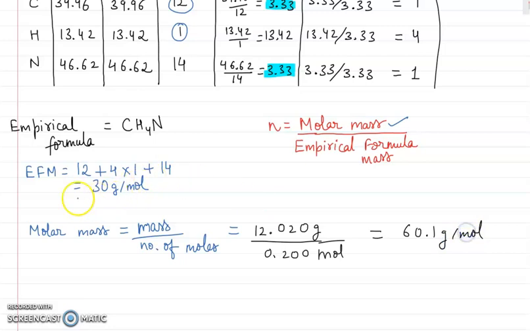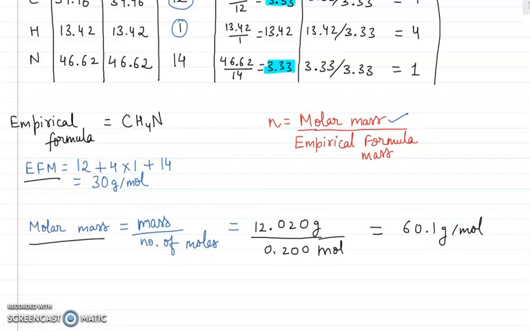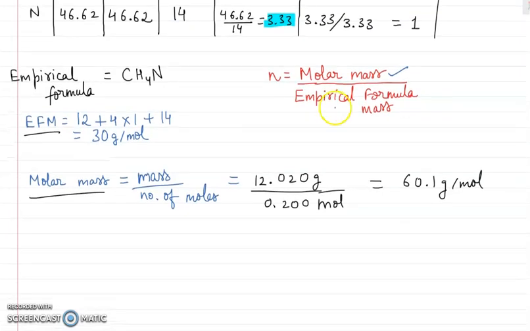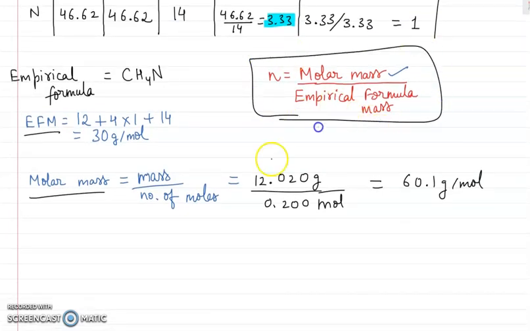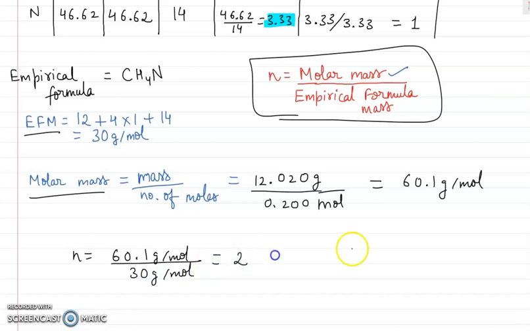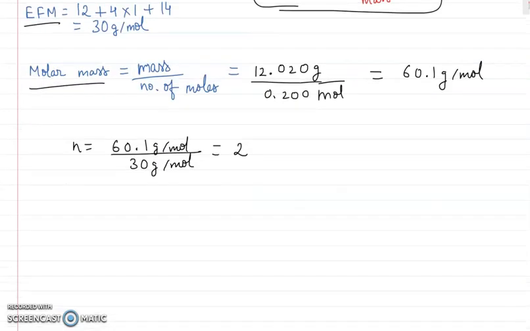So we have both the empirical formula mass and the molar mass. So we have to calculate the value of this N. So we will put the values in N. N is equal to molar mass, that is 60.1 gram per mole, divided by empirical formula mass, that is 30 gram per mole. Therefore we have here 2. The value of N is 2, and with this we can calculate the molecular formula.